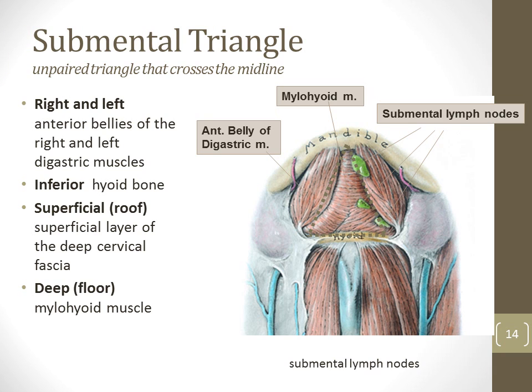So one of the easiest triangles is actually the submental triangle. That's really not very spectacular. All we have in here, there's really not very much going on, are some lymph nodes, so submental lymph nodes, and it's actually also the only unpaired triangle, so this is the only one where there's no second triangle on the left or right side of the head or neck. And so the borders are, in that case, the anterior bellies of the digastric, as you can see right here, the right and left. The inferior border is going to be the hyoid bone, and the roof will be the superficial layer of the deep cervical fascia, and the deep.